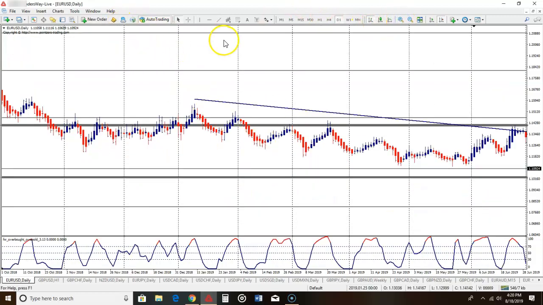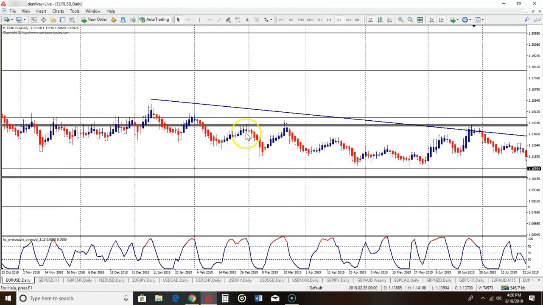When price goes back up, breaks the level, and then reverses right off of this resistance line right here, this is the most optimum trade that you can get. It's on a daily time frame. Price is reversing off a level of resistance.